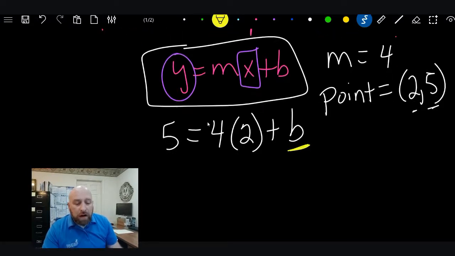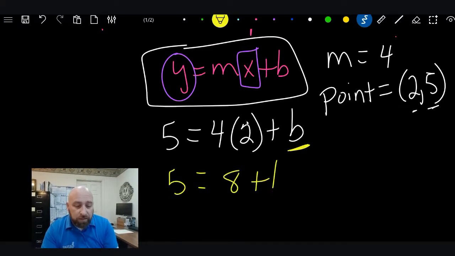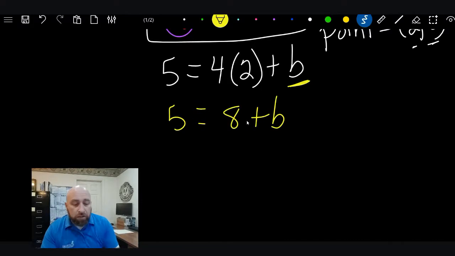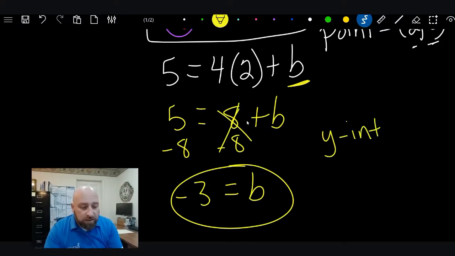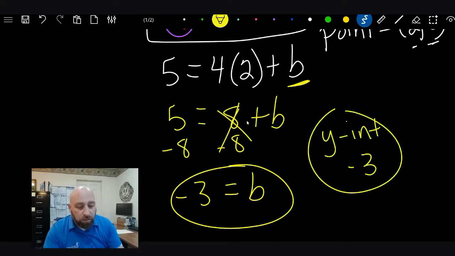Interesting. How do we solve for b? Well, let's just start solving the equation. 5 equals 8 plus b. We're now going to subtract 8 from both sides, and we're going to get negative 3 equals, that will cancel, b. What is b? B is the y-intercept. So the y-intercept for this one is negative 3, or the b equals negative 3.